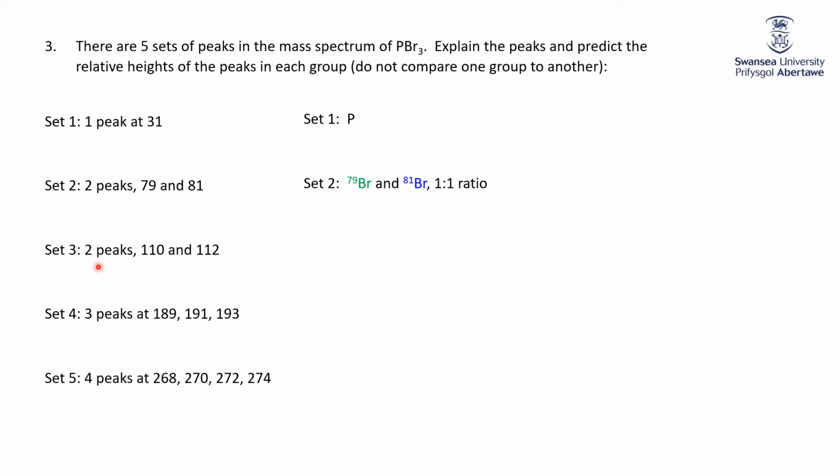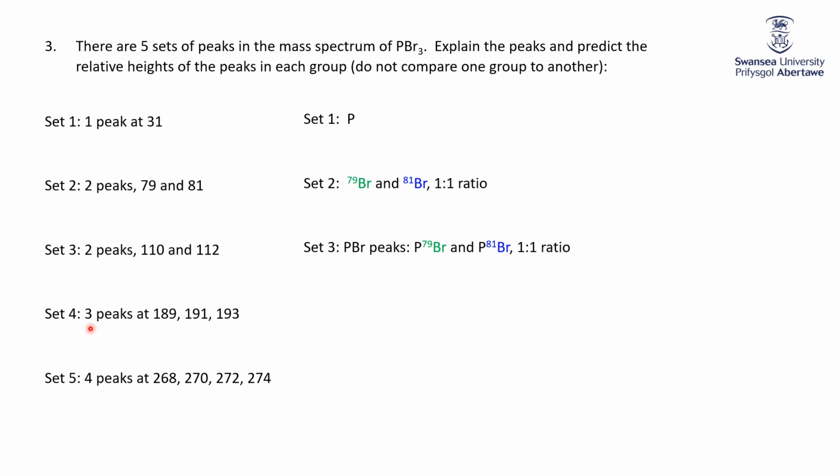So now we get to set 3, we got 110 and 112, and I hope you would see that 110 is 31 plus 79, and 112 is 31 plus 81. So in other words, these are just peaks for a PBr. Some of them have got 79 Br, that's the 110. Some of them have the 81 Br, that's the 112. Again, 1-to-1 ratio because you got equal number of 79 Brs and 81 Brs.